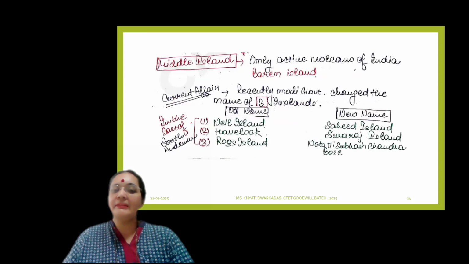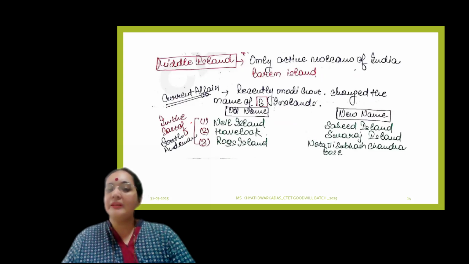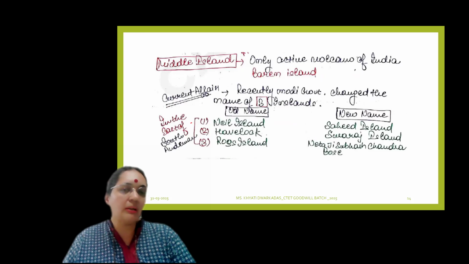Then you see the middle island. The only active volcano of India is Barren Island. It has a double R, Barren.